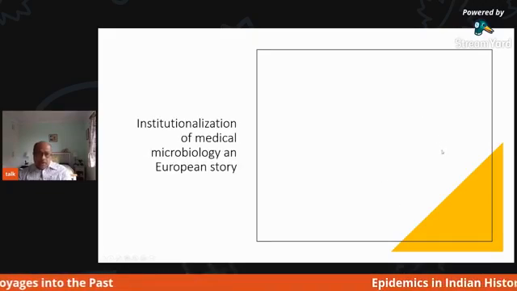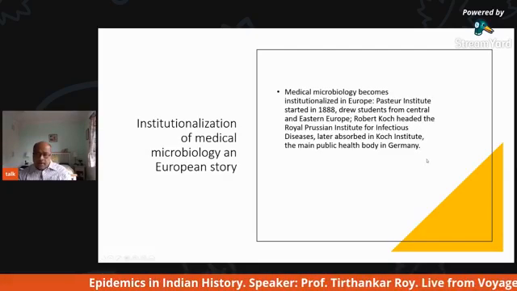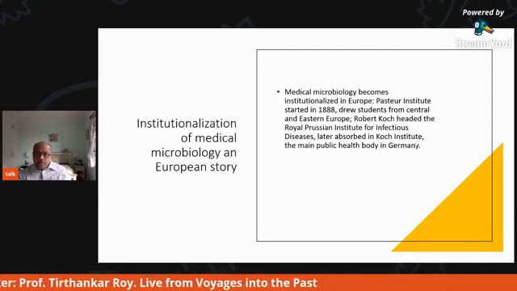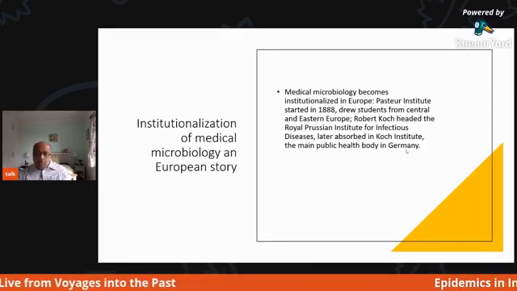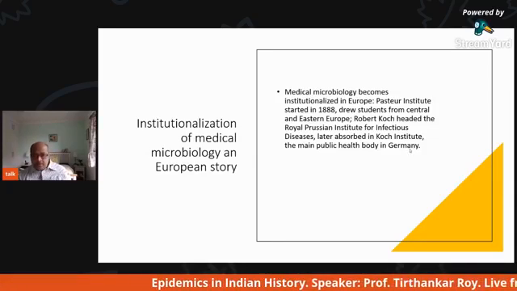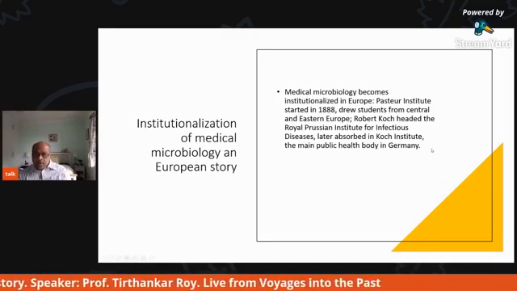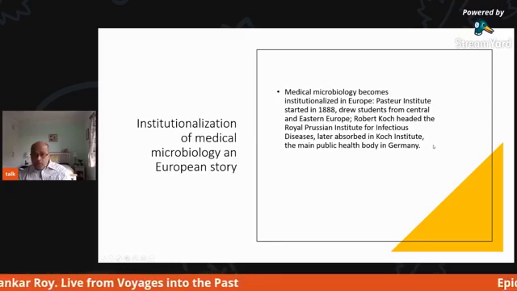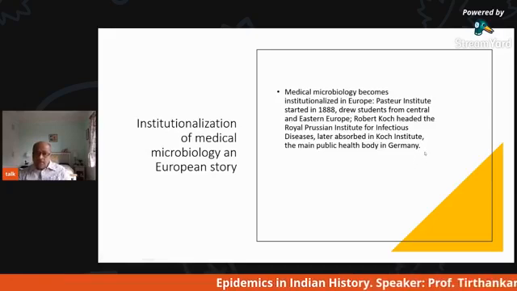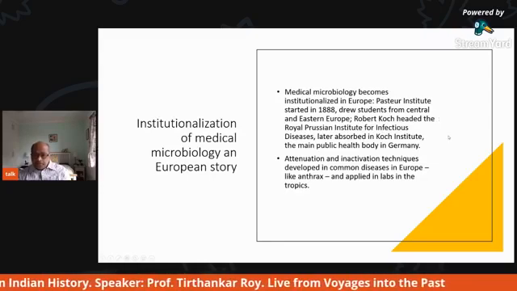As I said, the institutionalization of medical microbiology was a European story. It started with Louis Pasteur. The Pasteur Institute began in 1888. It drew students from Central and Eastern Europe. Not many English-speaking people came there, but a huge number of French, Swiss, Russians, and Ukrainians moved into the Pasteur Institute. Koch headed the Royal Prussian Institute for Infectious Disease, which is now the Koch Institute, the main public health body in Germany. It played a similar role.